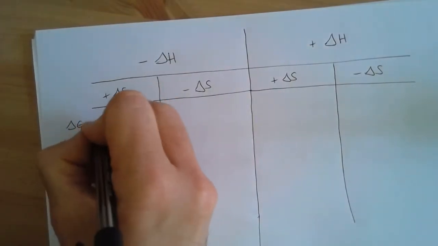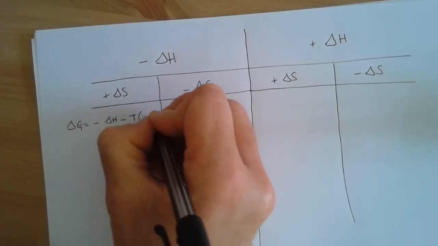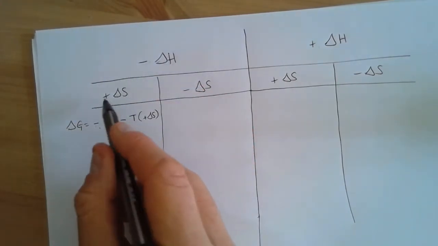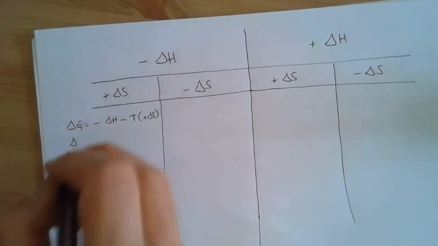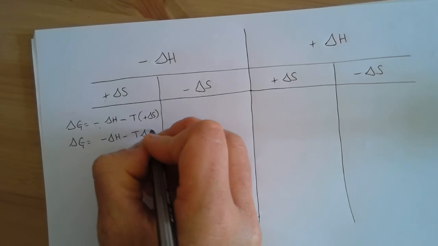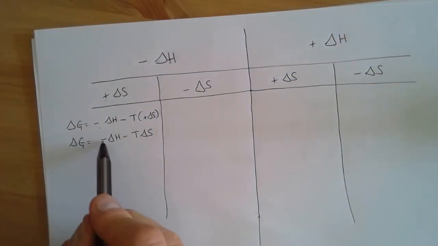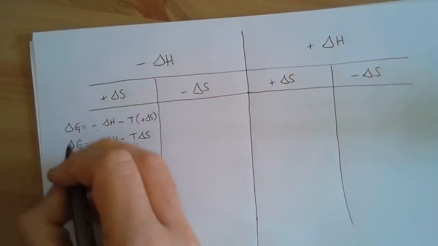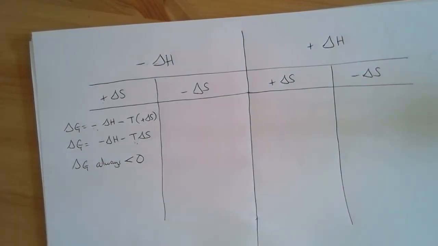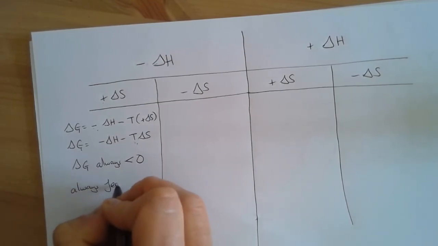Delta G equals minus delta H minus T plus delta S. Okay, so this is a negative value because it's an exothermic reaction, and I put the positive delta S in there, which means that the reaction is effectively minus delta H minus T delta S. It doesn't matter what value of temperature we have, delta G is always less than 0. So this type of reaction is always feasible at whatever temperature.